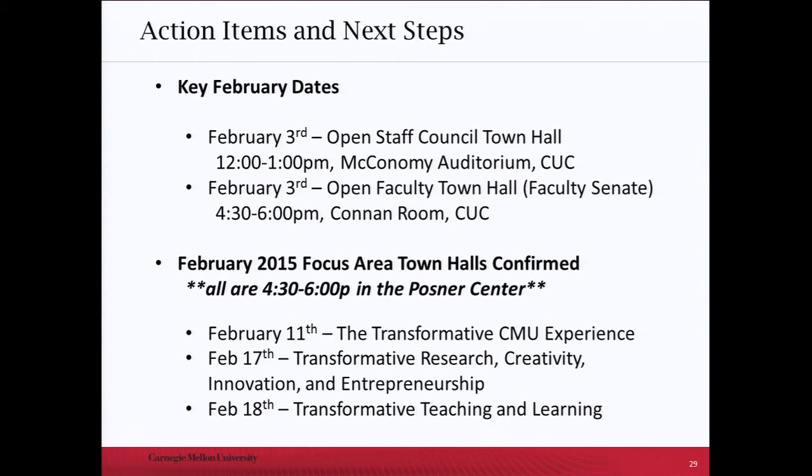And then to drill down on some of these issues and others, we're actually scheduling focus area specific town halls. So imagine taking that 15 minutes, expanding it to 90. We'll do it right here in the Posner Center. Here are the 3 dates: February 11th for transformative experience, the 17th for research, the 18th for teaching and learning. Those are going to be opportunities to go much deeper on a set of preliminary recommendations and discussions. So please let us know if you can make those dates.